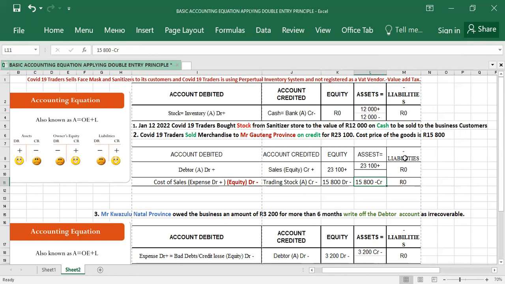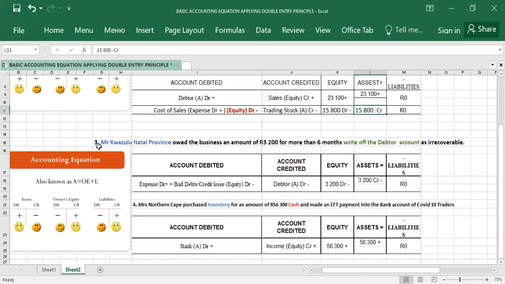Thank you. Now, the question did not affect our liability account. We are also done with the second question. Let us go to the third question. What does the third question say? The third question says, Mr. KwaZulu-Natal province owed the business an amount of 3,200 for more than 6 months. Write off the debtor account as irrecoverable.